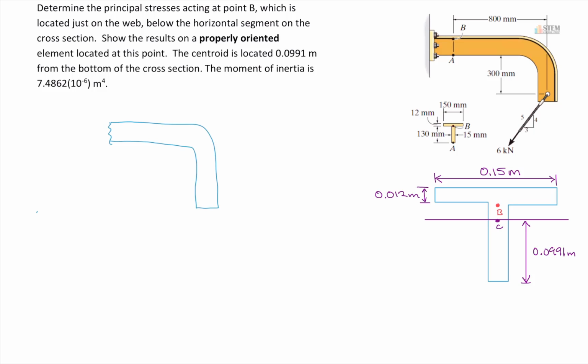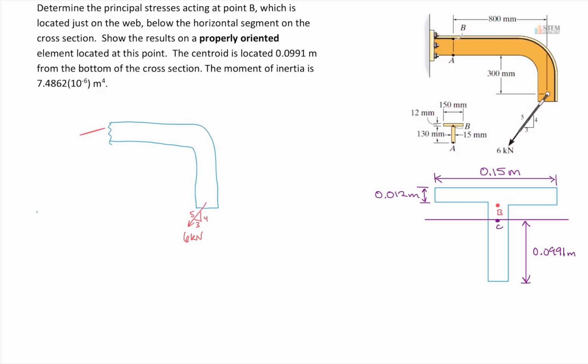Now let's put the 6 kilonewton force on here. And it's at that 3, 4, 5 triangle. So that's 3, 4, and then 5. And then we have to put our internal loadings. All right, so I've sectioned it right here. So right here we'll have our internal loadings. Let's go ahead and put N, V, and M. So the normal force, and I'm going to say that it's going out.